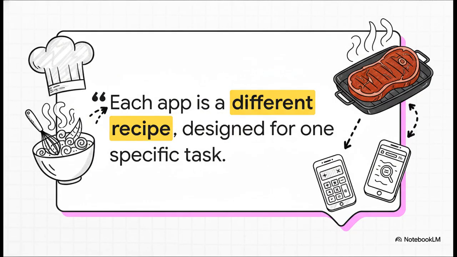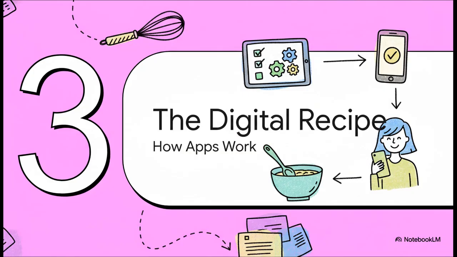And this really gets to the heart of it. I mean, you wouldn't use a recipe for a birthday cake to try and cook a steak, would you? Of course not. In the same way, you don't open your calculator app to browse the internet. Each application is a specialist. Okay, so we've seen what apps we're using all day long, but let's zoom in a little bit and look at how these digital recipes actually work to help us get stuff done.